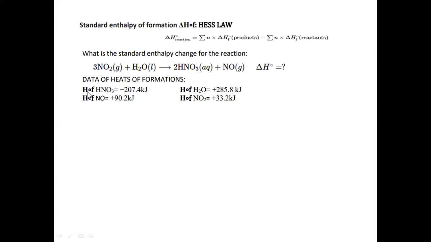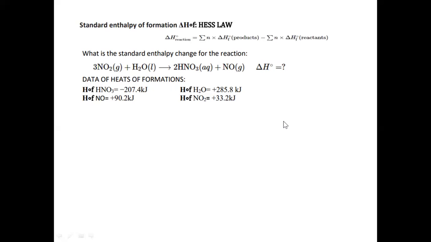So the heat of formation of nitric acid is negative 207.4 kilojoules. So this is exothermic. The heat of nitrogen monoxide is 90.2 kilojoules. The heat of water is negative 285.8 kilojoules for this reaction. And the heat of nitrogen dioxide is 33.2 kilojoules. The following lists are the heats of formation. So this is already given for this problem.